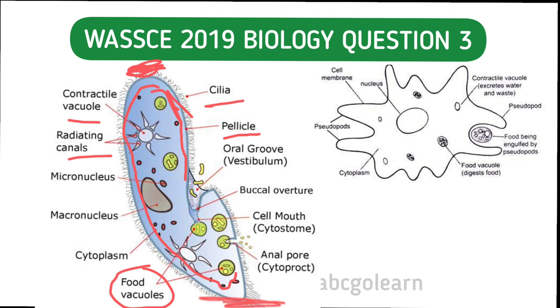There is also what we call the food vacuole. This food vacuole is just for the digestion of the food that is gathered by the paramecium. It's around the gullet; it's a part of the gullet. When food is collected and it is sufficient, that's when the food vacuole will break.